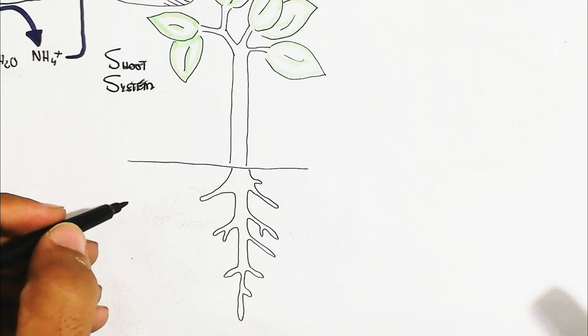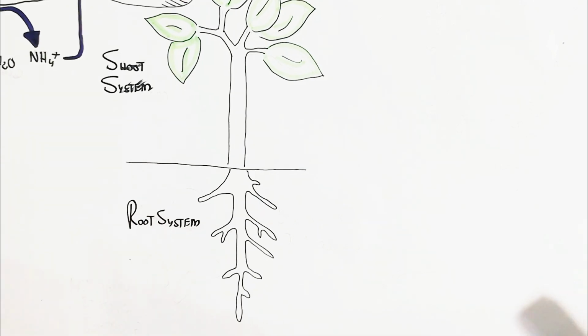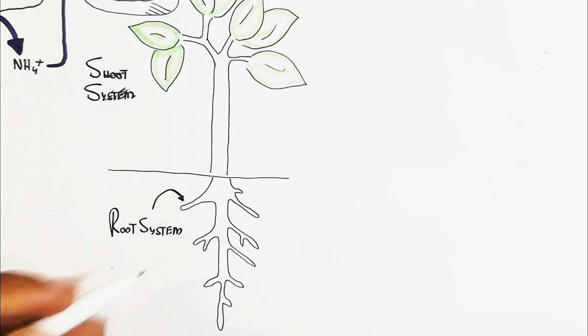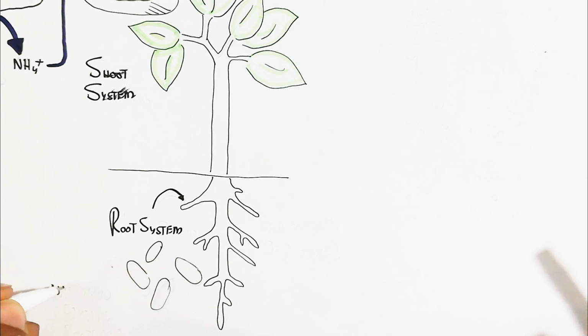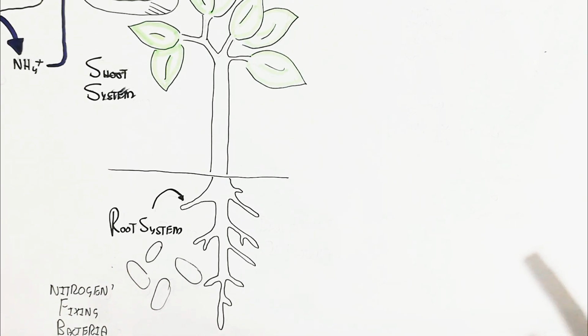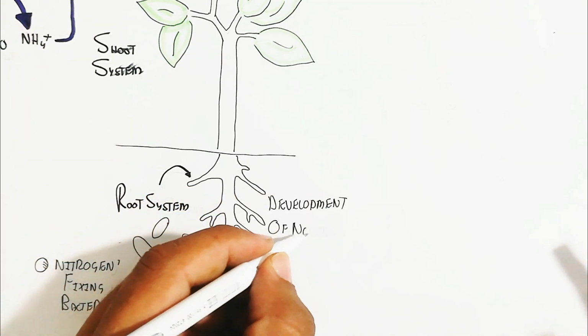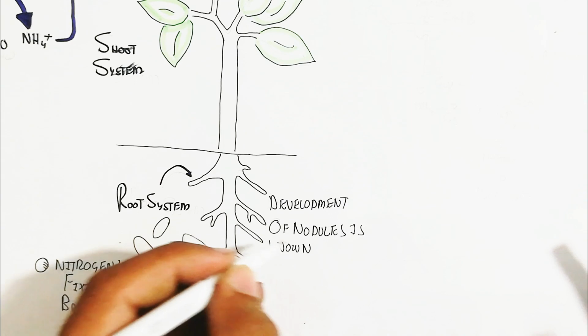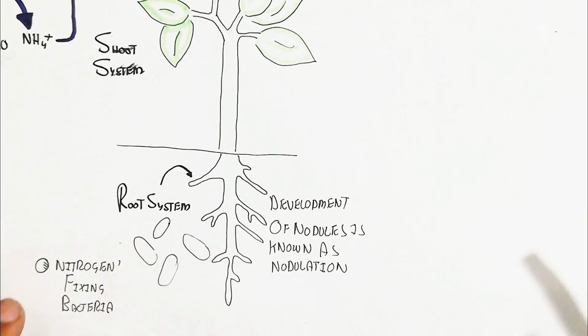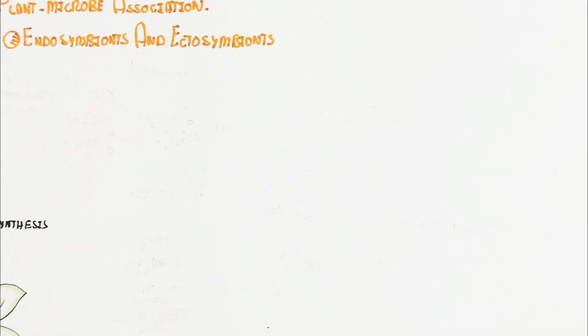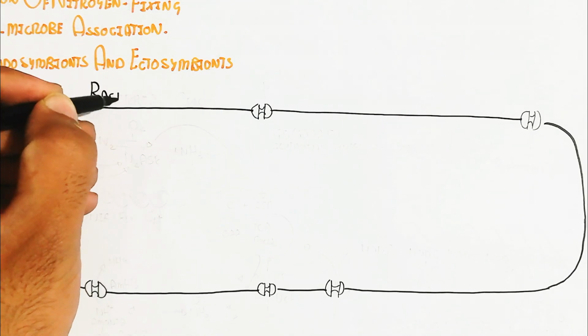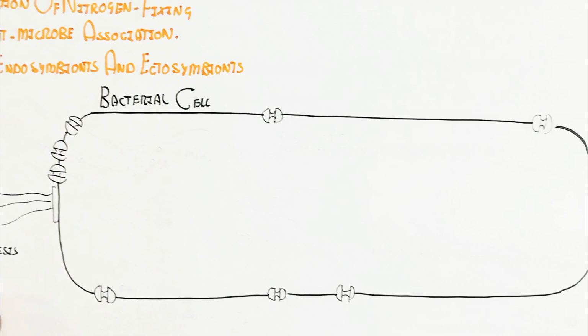Nitrogen and water are also used to fix it, and in this way they also provide the water. The plant contains a shoot system and a root system. The root system contains nodules, and the nitrogen fixing bacteria live in the nodule. So the development of the nodule, known as nodulation, is very important. Nodulation occurs with the passage of time due to the growth of the bacteria as well as the growth of the plant. This is the bacterial cell.